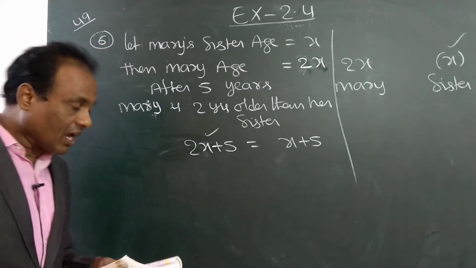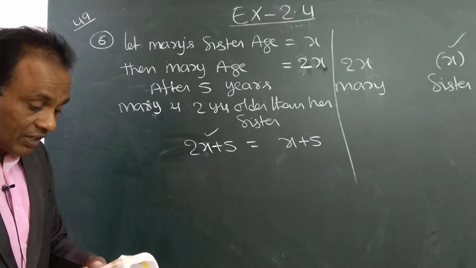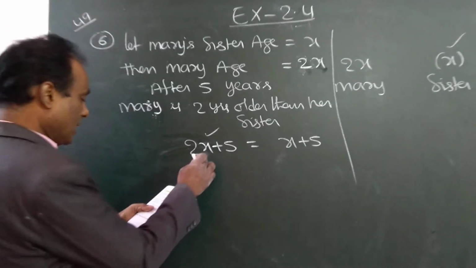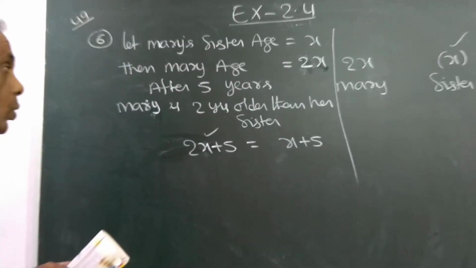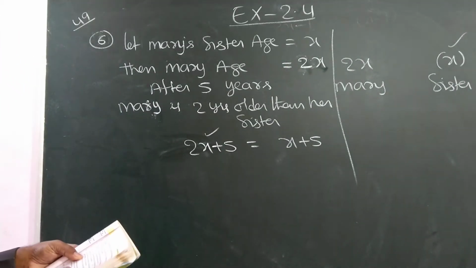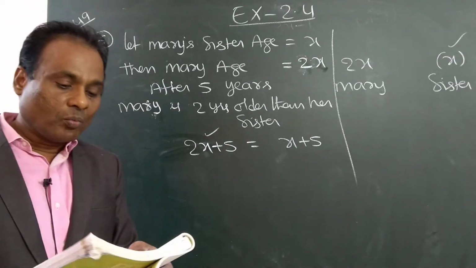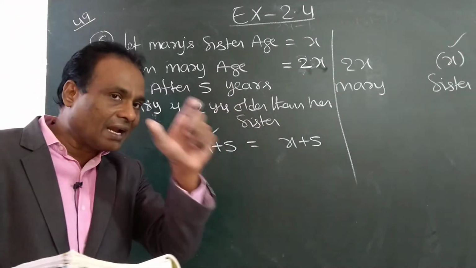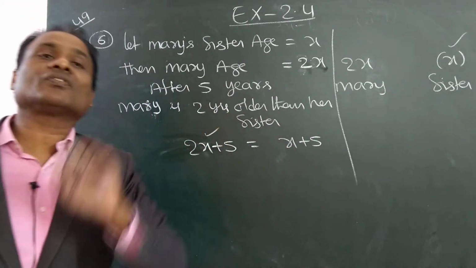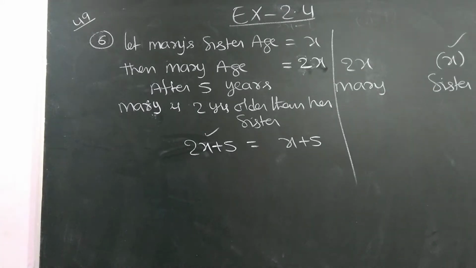So what is the given data? After 5 years what happened? After 5 years, Mary will be 2 years older than her sister. So how old are they both now? Write down that condition. Can you read it and apply here? Just think about how to apply that condition. Up to here you copy, once again read the question. Can you apply that condition here?